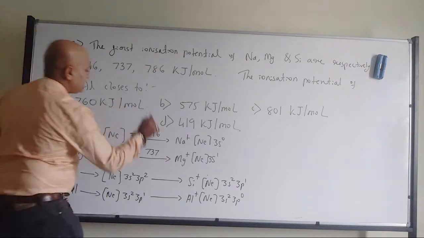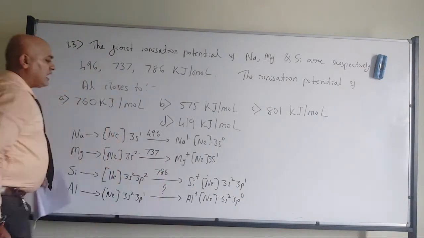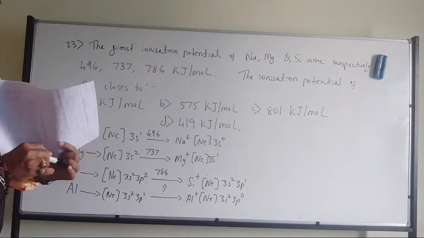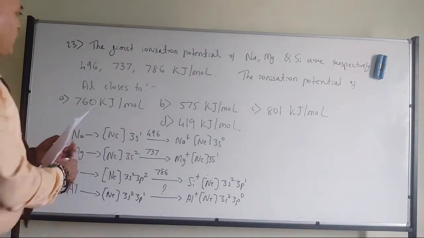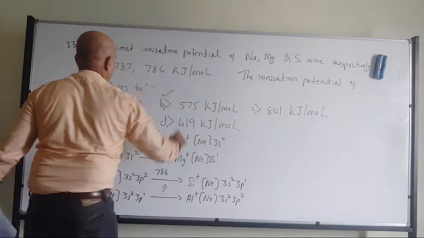They have given the value here as 786. So here they are asking. Right? Some of you have written option B. All of you will agree with this particular option.